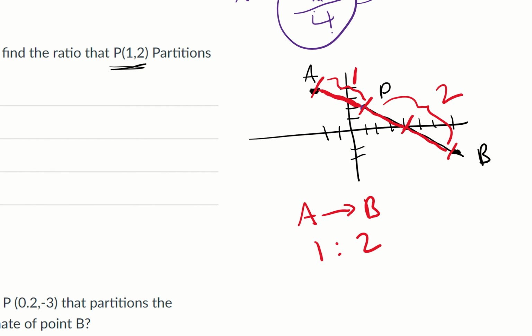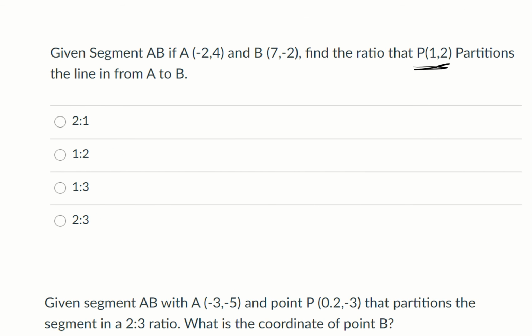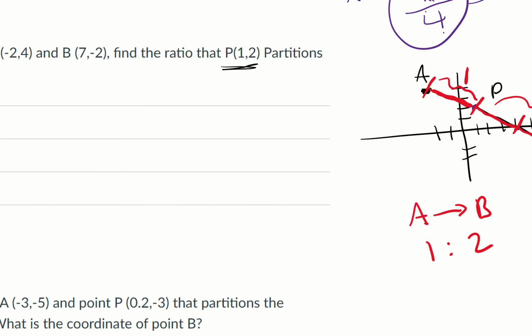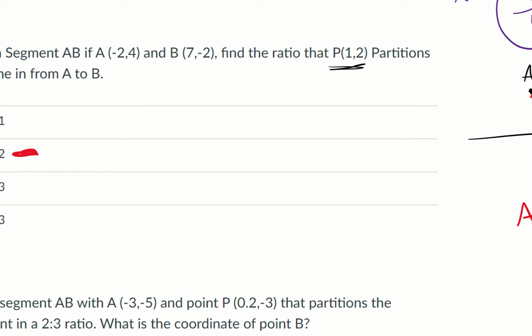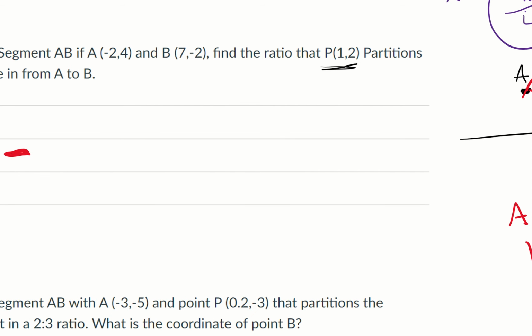All right, so let's see if that's right though. I'm thinking that it's a 1 to 2 ratio, but let's verify that. How would we do that mathematically? Well, first, what we need to do is figure out the change in x, so figure out how far it is. Let's do the horizontal distance. Horizontal is x, so we got 7 minus -2. Don't forget the absolute value. That's going to be 9.